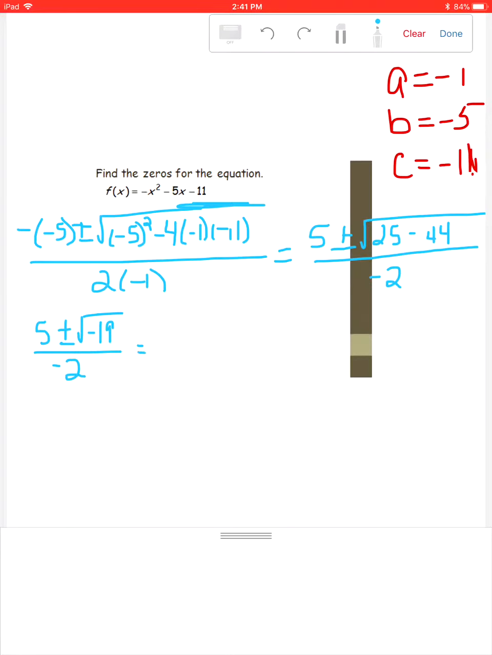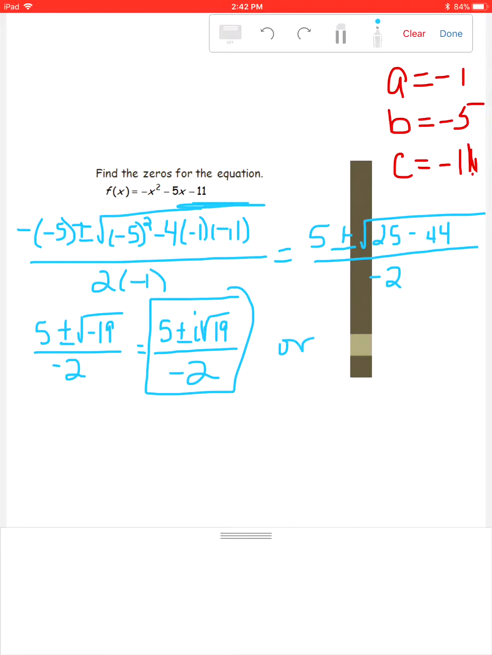And then we cannot have the square root of a negative number. So that's going to be an imaginary number. So remember, we break it up and say it's the square root of negative 1 times the square root of 19. So this is 5 plus or minus i radical 19 all over negative 2. And you can leave it like this.